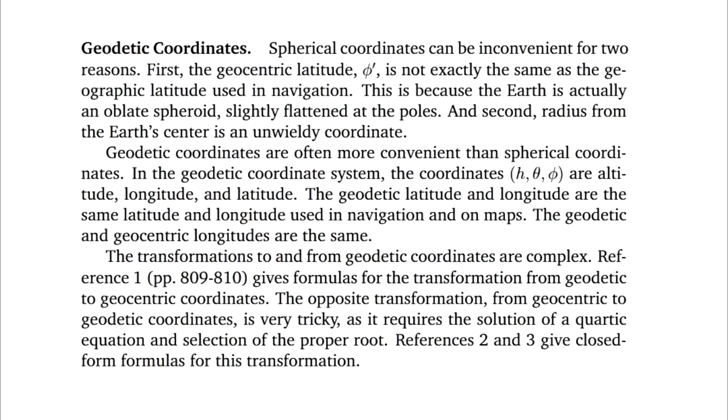On page 10 it states, "Spherical coordinates can be inconvenient for two reasons. First, the geocentric latitude is not exactly the same as the geographic latitude used in navigation. This is because the Earth is actually an oblate spheroid, slightly flattened at the poles. And second, radius from the Earth's center is an unwieldy coordinate."